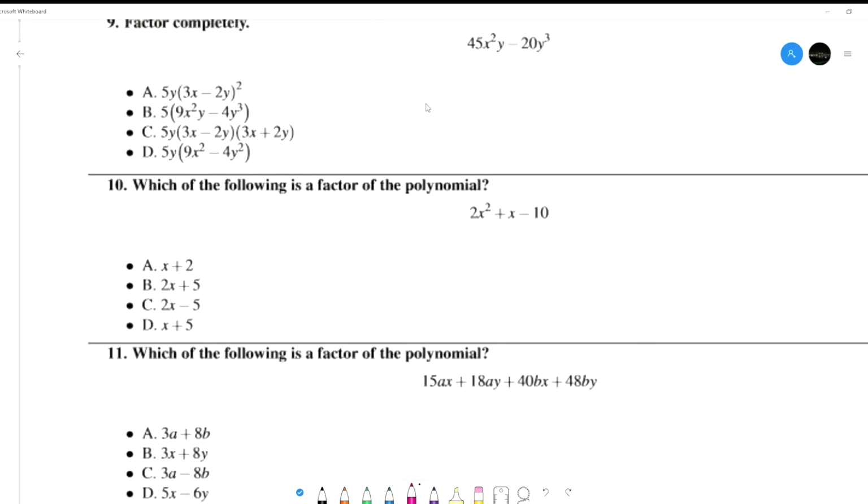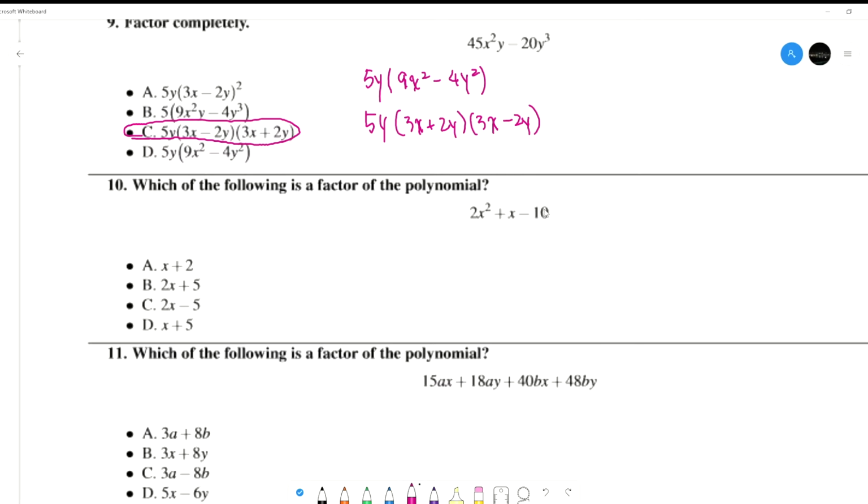Let's do the first one here, number 9. I see two terms here that need to be factored, so I'm going to look for the GCF. I see that the 45 and 20 gives me a 5, and then there's a y and a y cubed, so it's 5y. So if I factor out 5y, I get 9x squared minus 4y squared. I see that 9x squared minus 4y squared is a difference of squares. So that factors into 3x plus 2y and 3x minus 2y. So that gives me letter C as my solution.